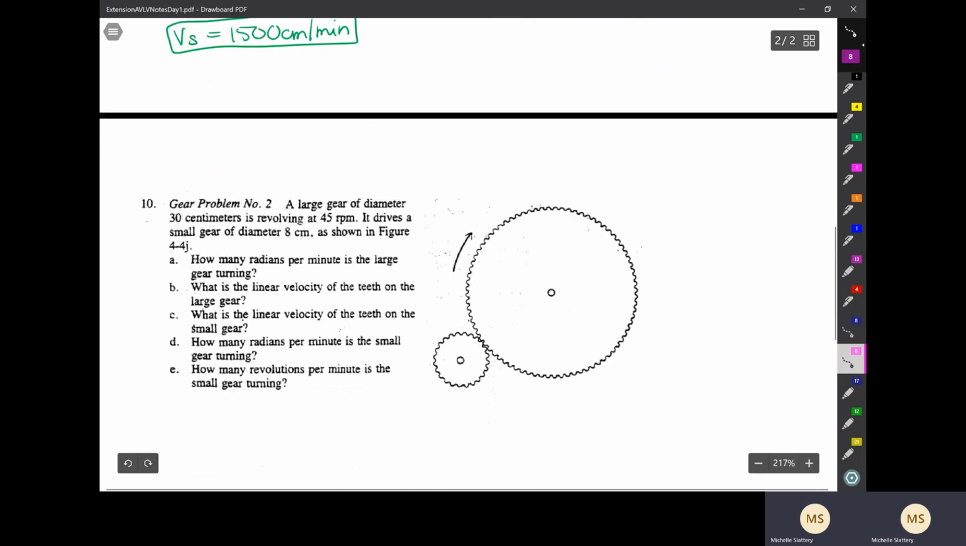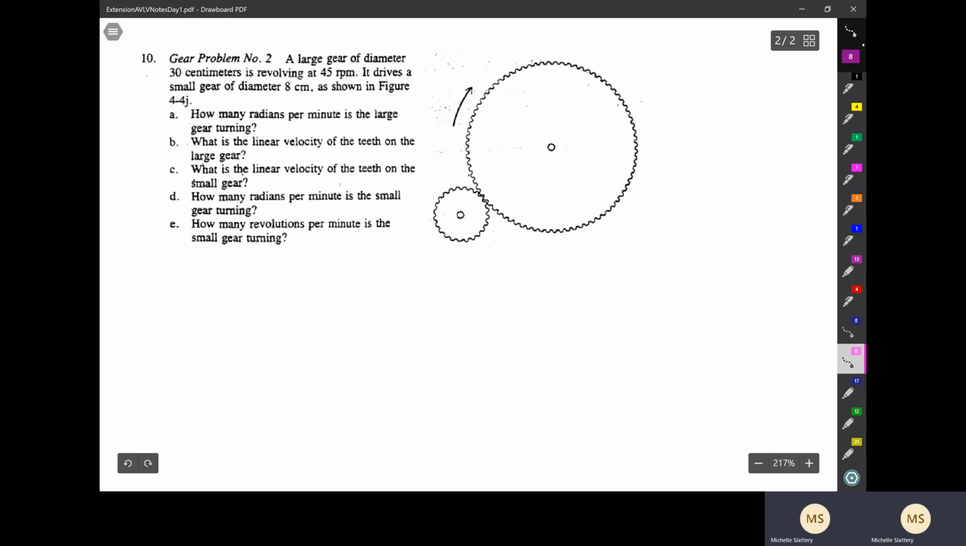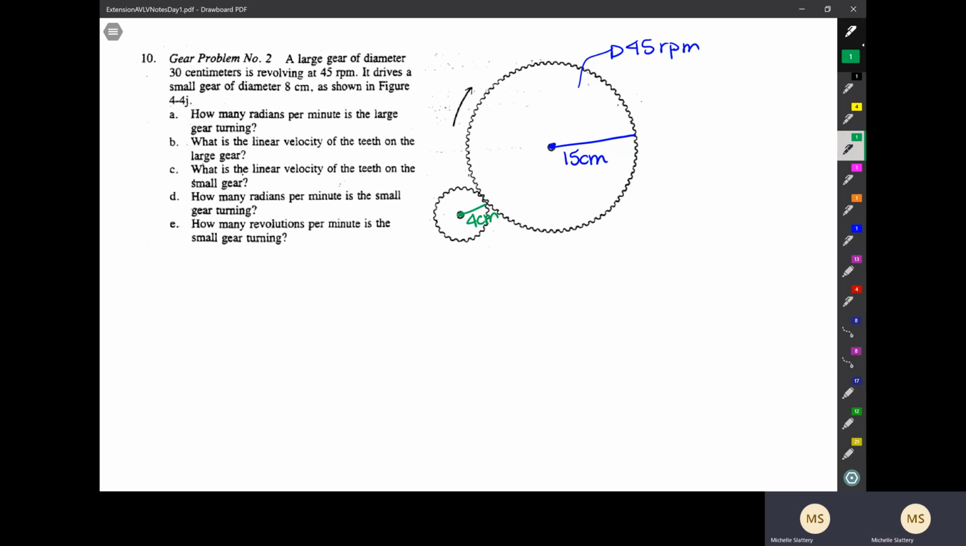Okay, let's look at another example. Here we have gears. A large gear of diameter 30 centimeters, again, I'm going to label that as a radius so I don't accidentally plug in a diameter instead of a radius, 15 centimeters there, is revolving at 45 RPM. So that's not angular velocity, it's just RPM. And then my small gear has a diameter of 8, so a radius of 4 centimeters. Okay, and they're connected in this way.